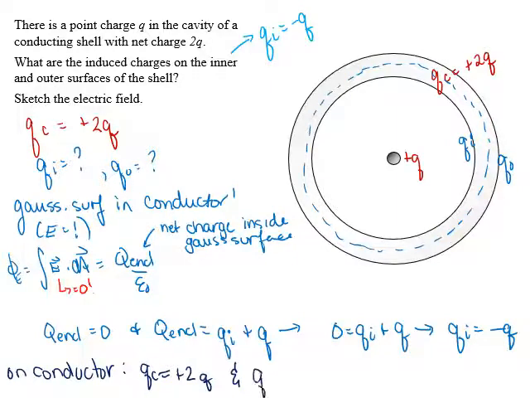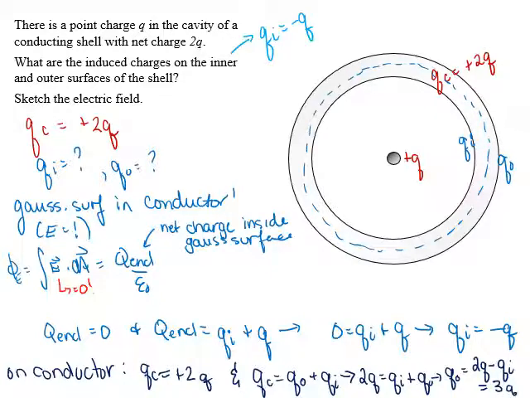So to get the total charge, Q of the conductor, that's Q of the outer surface plus Q of the inner surface. So that tells us that 2Q is equal to Q of the inner surface plus Q of the outer surface. Q of the outer surface then is 2Q minus Q of the inner surface equals 3Q, because Q of the inner surface is minus Q. So 2Q minus Q is 2Q plus Q equals 3Q. So charge on the outer surface, QO equals plus 3Q. And you'll see when you add those guys up, you do get your 2Q.